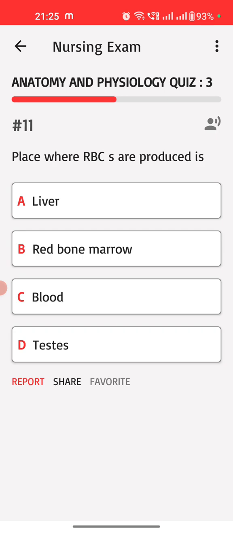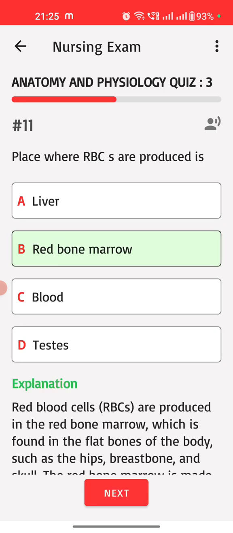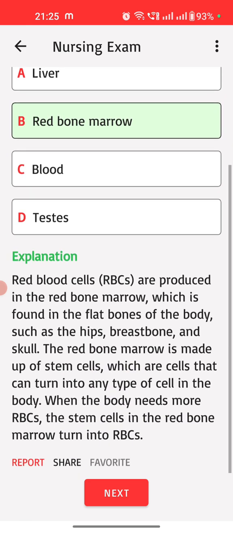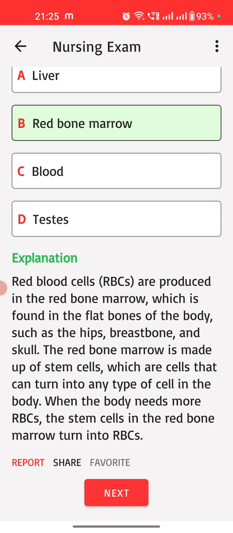Place where RBCs are produced is A. Liver. B. Red bone marrow. Correct answer. Red blood cells, RBCs, are produced in the red bone marrow, which is found in the flat bones of the body, such as the hips, breastbone, and skull. The red bone marrow is made up of stem cells, which are cells that can turn into any type of cell in the body. When the body needs more RBCs, the stem cells in the red bone marrow turn into RBCs.